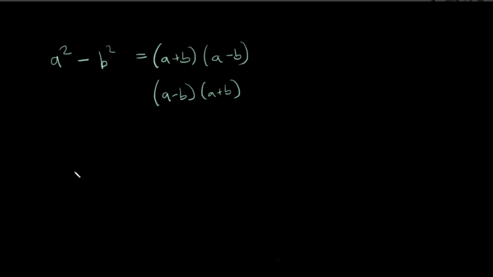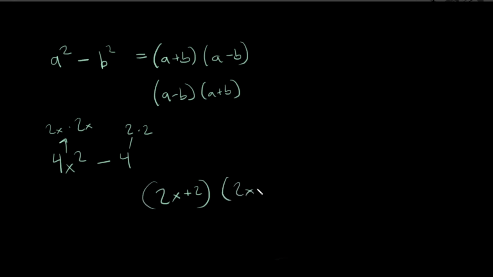So let's try a different example. Say we have 4x squared minus, well, let's just say 4, right? So this can simply be factored down since we know that 4x squared is a perfect square of 2x times 2x, and we know that 4 is a perfect square of 2 times 2. So that just means we can write this as 2x plus 2, 2x minus 2. However, there's one big thing that we missed while doing this.